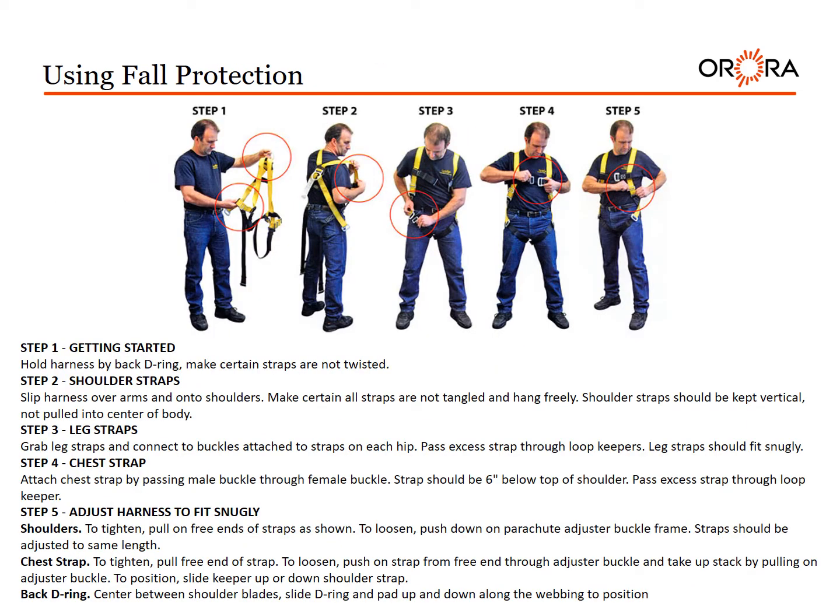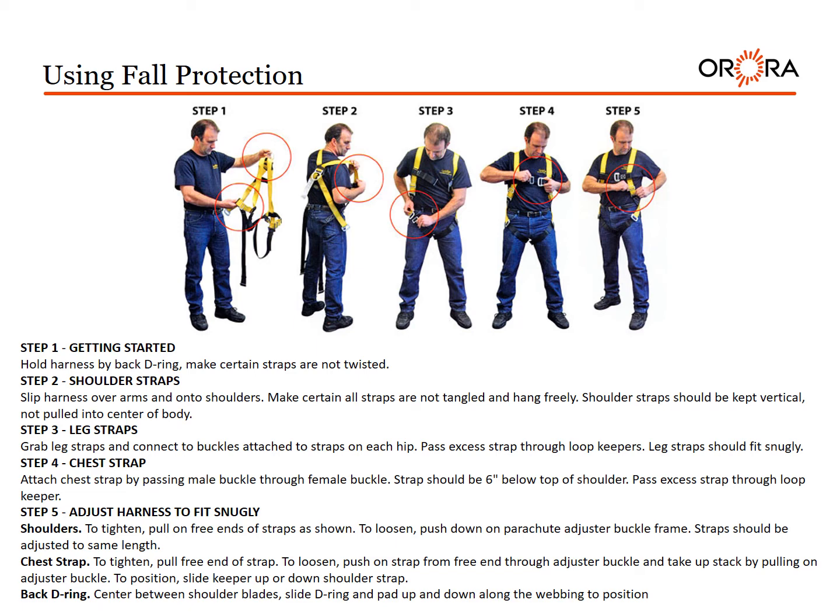Using fall protection. Step 1. Getting started. Hold the harness by the back D-ring. Make certain straps are not twisted. Step 2. Shoulder straps. Slip the harness over your arms and onto your shoulders. Make certain all straps are not tangled and hang freely. Shoulder straps should be kept vertical, not pulled into the center of the body.